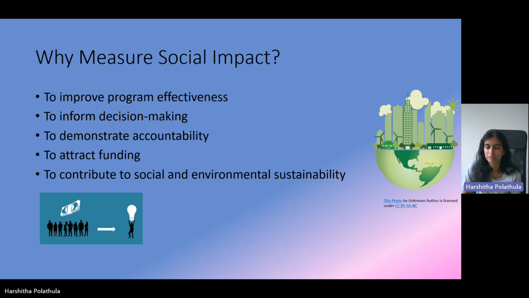Of course, there are many different tools, different ways in which this impact can be measured, which you will learn further in the next session, as this session is largely a brief introduction to what social impact measurement is.